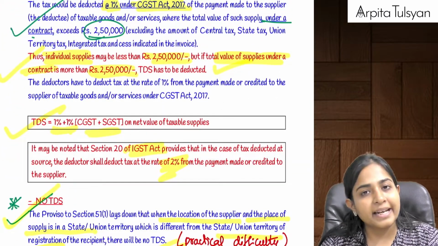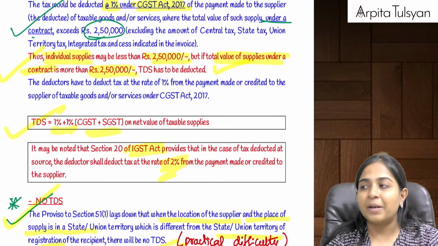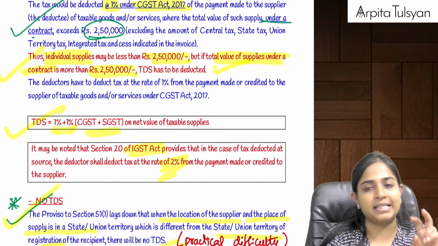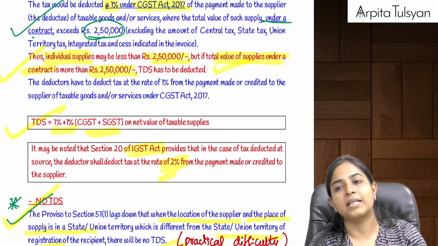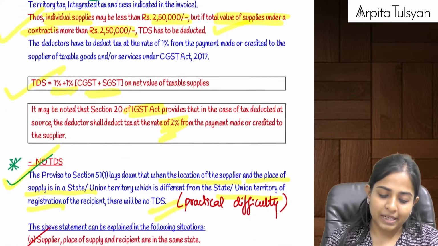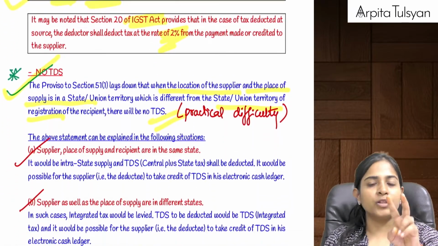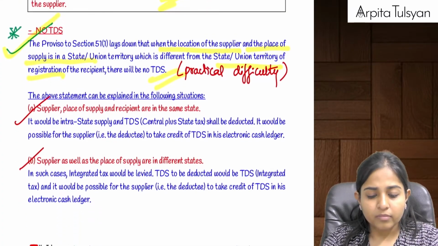Okay, ma'am, what is the rate of TDS that is applicable? In case of intrastate supply, 1% CGST and 1% SGST, that is a total of 2%, is the rate of TDS, and if it is an interstate supply, then the normal 2% IGST rate will be applicable. Okay, so ultimately we can conclude that the rate of TDS under section 51 is equal to 2%. Are you clear with this?